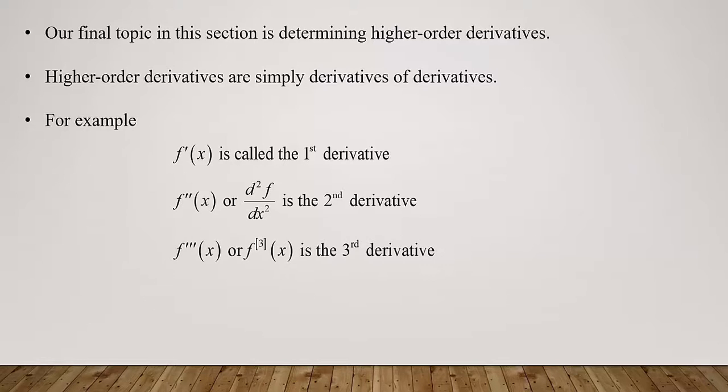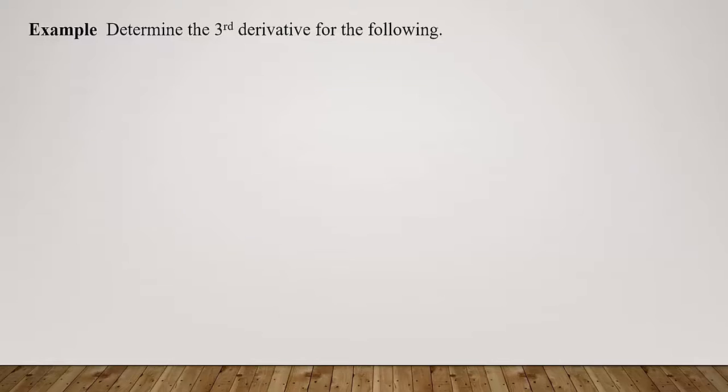This, I would read it as f triple prime of x, or f, and then it's like a square bracket with a 3 inside of it, of x. I would read that as just the third derivative. So the third derivative is nothing more than the derivative of the second derivative. And et cetera, et cetera. We could do a fourth derivative, fifth derivative. Let's just practice this. Let's determine the third derivative for the following. Now, keep in mind, we can't determine the first derivative until we know the second derivative. And we can't get the second derivative until we know the first derivative.